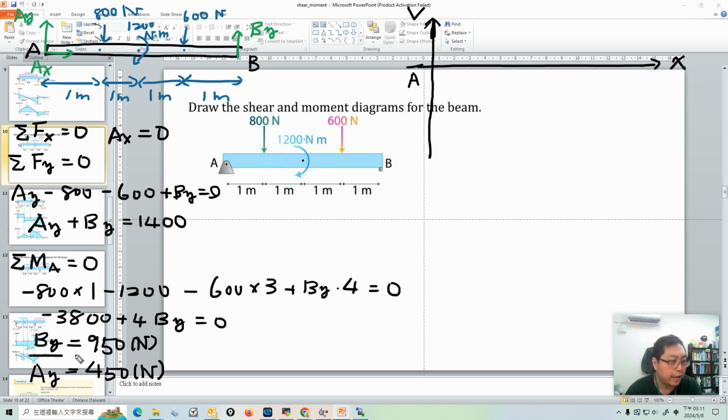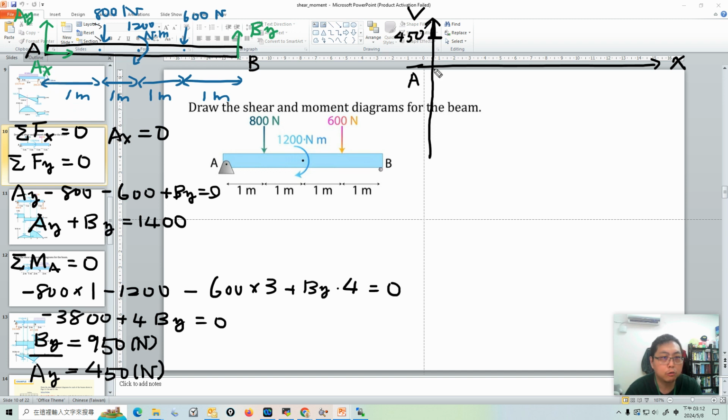At point A, we have 450 Newton. Be careful, at point A we have 450 Newton. So we start from here, at 450, and we keep moving to the right.